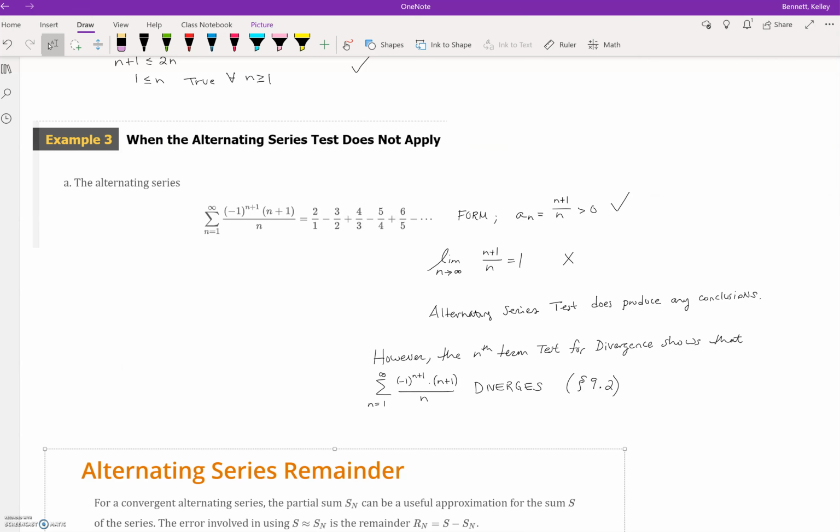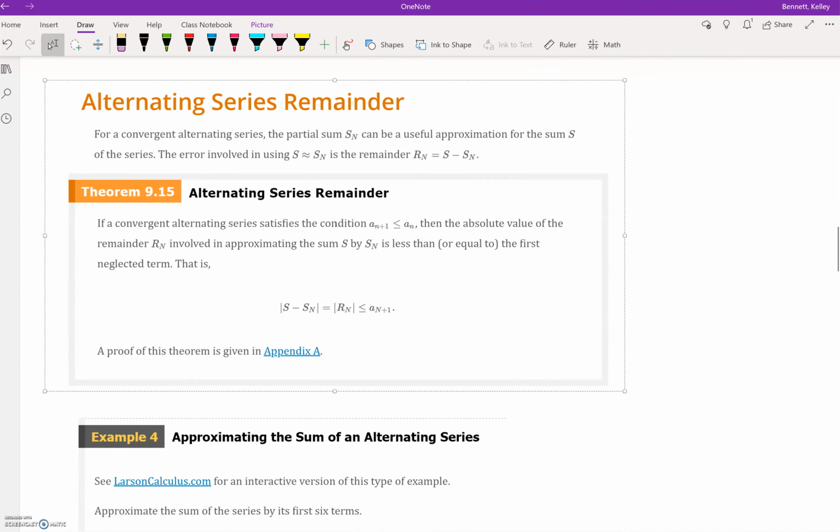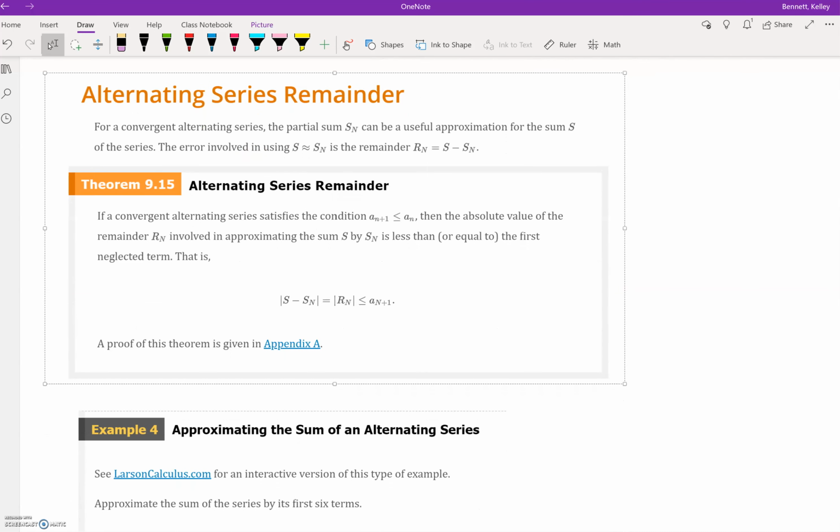All right, so the next piece that we're going to work on is the alternating series remainder. The alternating series remainder is just a way to use the partial sum as an approximation for the actual sum of the series. And what it tells us is that the difference between the whole series S and the partial sum is bounded above by the n plus 1th term.